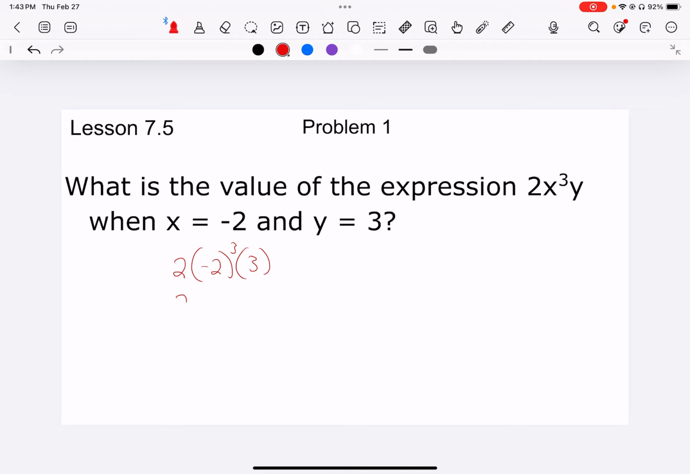Now I have 2, and I'm going to do my exponents first. -2 to the third power is -8 times 3. Now, just because it's multiplication, I can multiply straight across. 2 times -8 is -16, and -16 times 3 is -48.